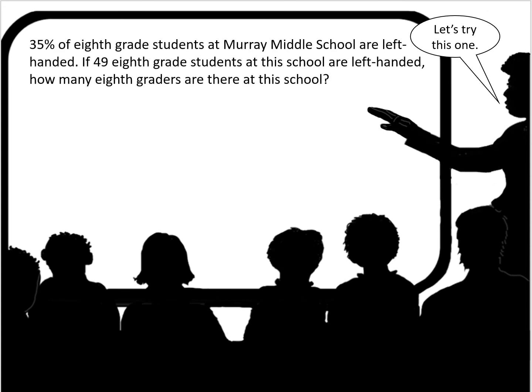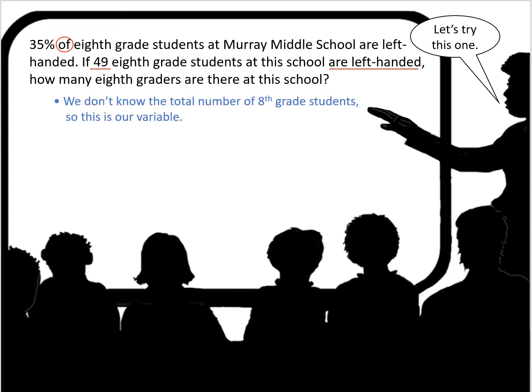35% of 8th grade students at Murray Middle School are left-handed. If 49 8th grade students at this school are left-handed, how many 8th graders are there at this school? Well, we don't know the total number of 8th grade students, so this is our variable. We'll call it S. 35 over 100, which is 35%, times our variable S is equal to 49.